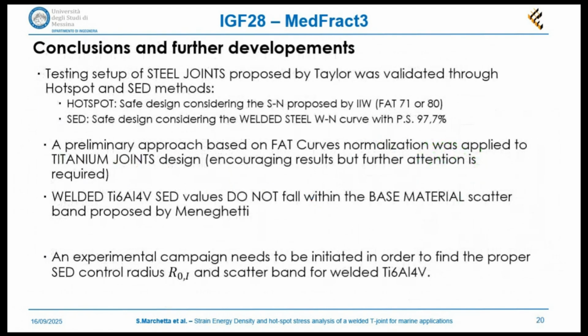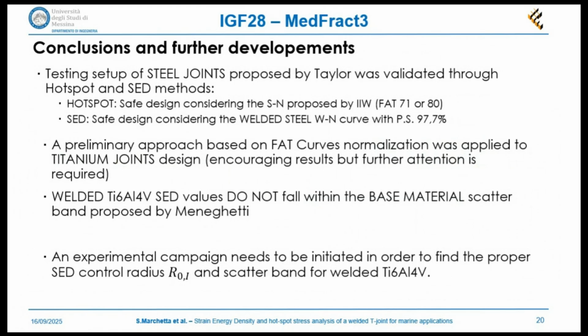So if we want to summarize everything, because there was a little bit of confusion before, we validated for the steel welded joints the two methods, the hotspot stress approach and the strain energy density approach, which is nothing new, but it's still a thing. And we also tried to validate these two methods for the titanium joints. And we saw that for the hotspot stress approach, we got an encouraging result, which is kind of interesting, by normalizing the steel FAT curves. But as I said before, it requires further attention.